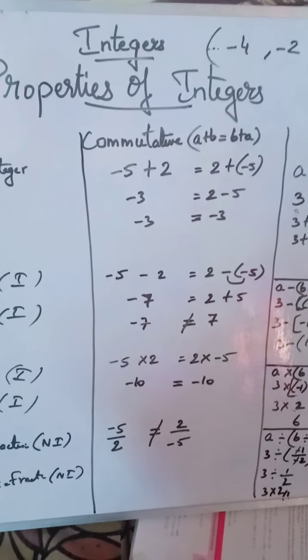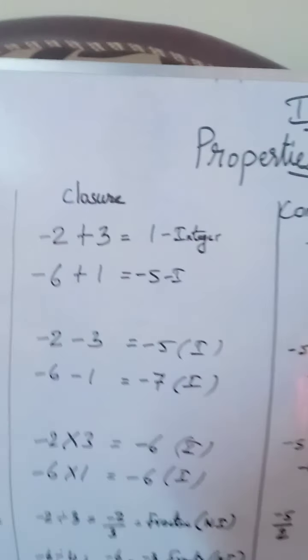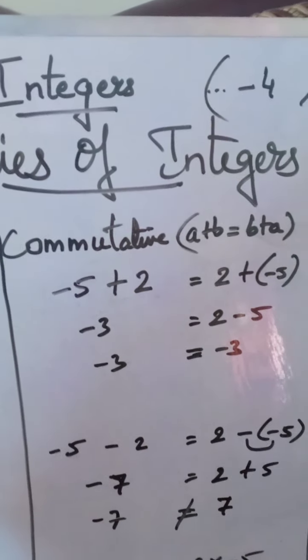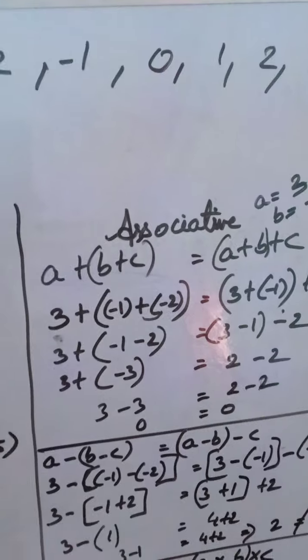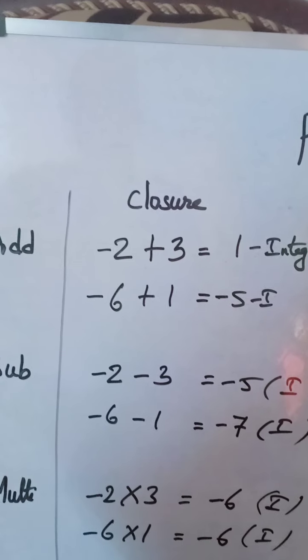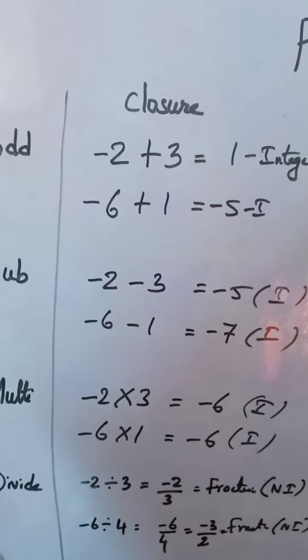So the first topic is properties of integers. In the properties of integers, we have three properties. One is the closure property, the second one is the commutative property, and the third one is the associative property. Coming to the closure property, in all the properties you are going to add, subtract, multiply and divide the integers.